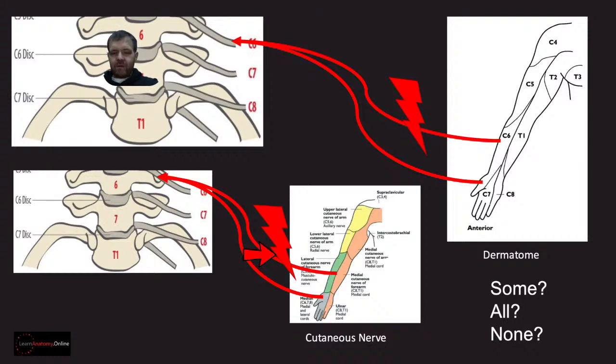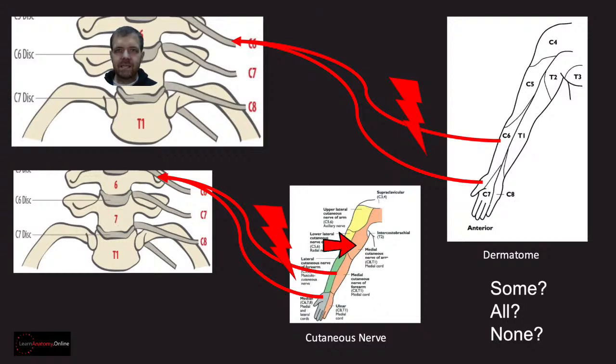Whichever area the radial nerve supplies, that's the bit you'll lose, but all of the other peripheral nerves will be able to receive information still. So this one, is it some, is it all, or is it none? It's some. If you have a nerve root issue, it will knock out the whole lot. If it's just a peripheral nerve issue, then it will be a specific section of the skin.